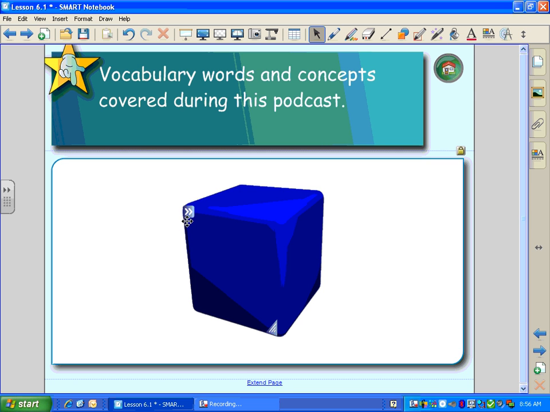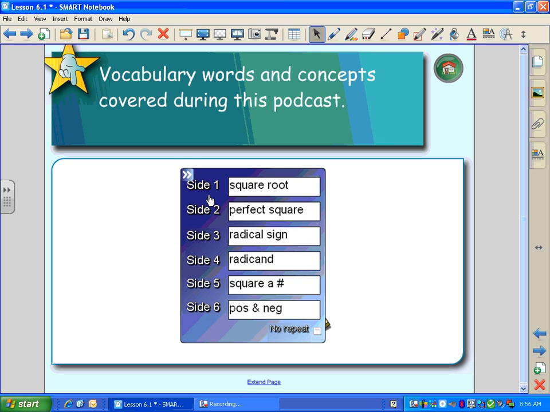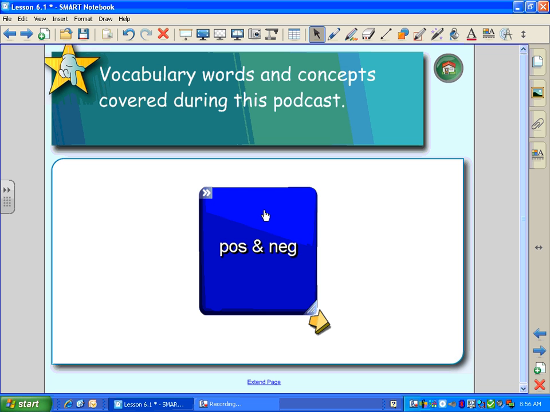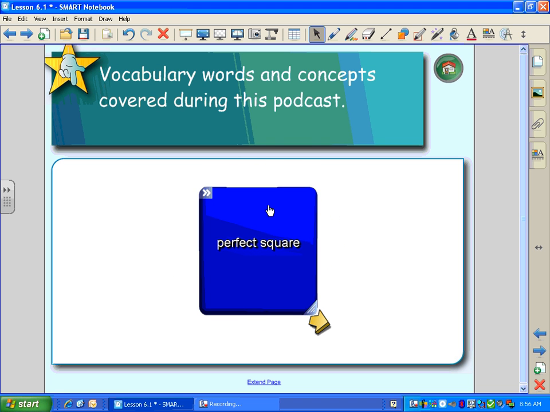All right, some vocabulary words for today's podcast. Positive and negative. Remember, integers are numbers in math that are either positive and negative. And when we're working with square roots sometimes, we're going to end up working with positive and negative numbers. Minus 10 bears. There we go.